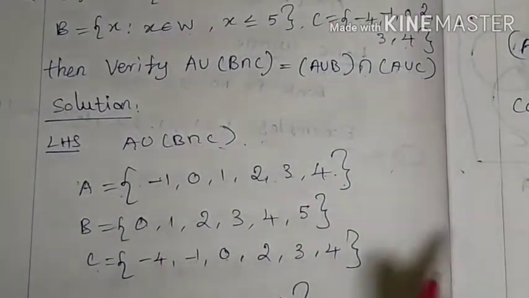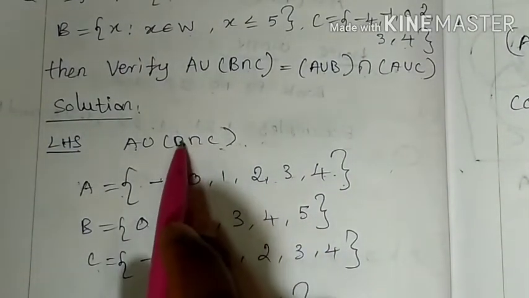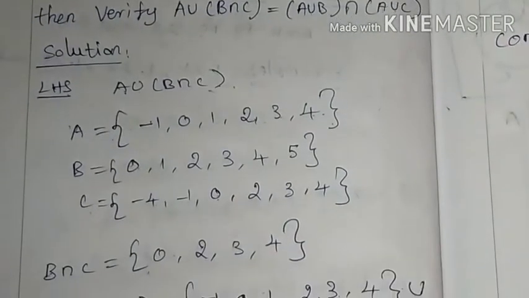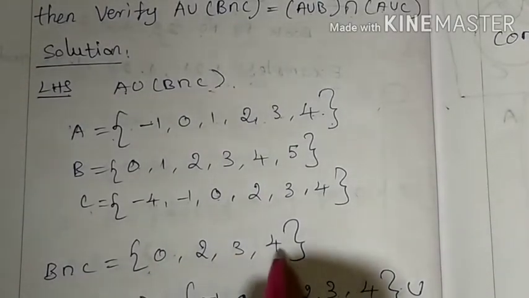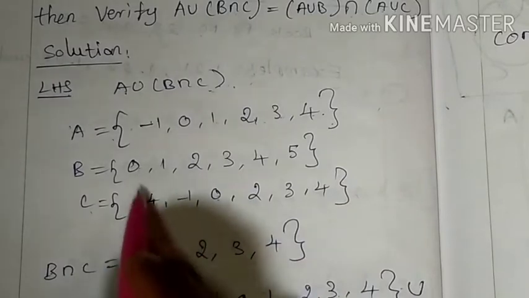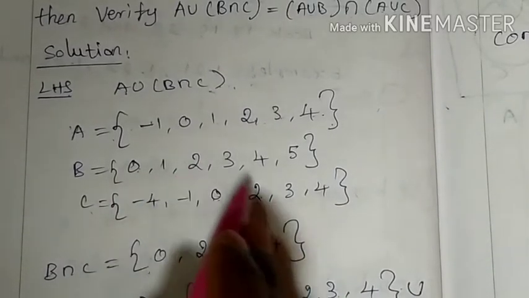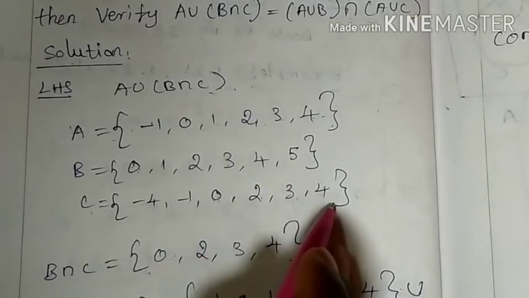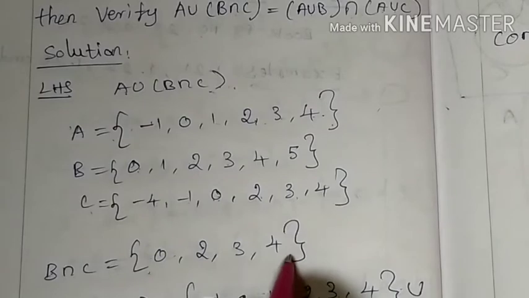Then find the LHS, B intersection C: the common elements of B and C. B intersection C is the set 0, 2, 3, 4. Comparing both sets B and C, the common terms are 0, 2, 3, 4.